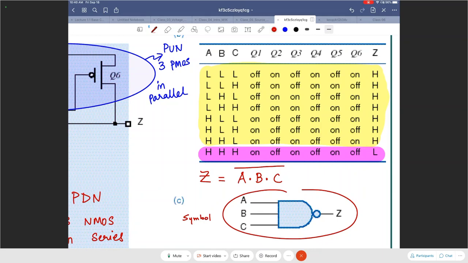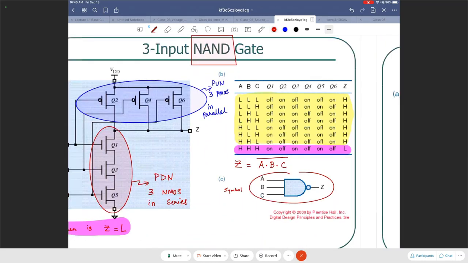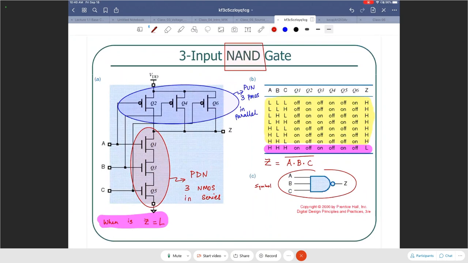So how do I make a 3-input NAND gate? Put the NMOS transistors in series, that's your pull down network. Put the PMOS transistors in parallel, that's your pull up network. That's how you would do a NAND gate. Now, if somebody was interested in designing an AND gate, what would they need to do? And this is something that we discussed last time, but I just want to recap that.